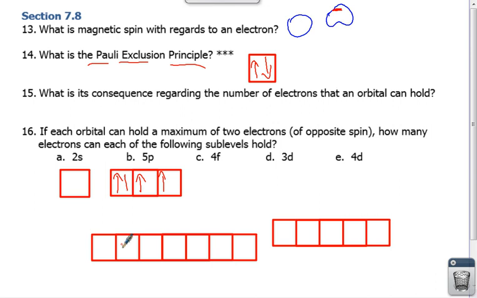1, 2, 3, 4, 5, 6, 7. Yeah, that might be the 4f, or it might be the 5f, right? And this has 5 orbitals, so it might be the 3d or the 4d. Could be either one of those.